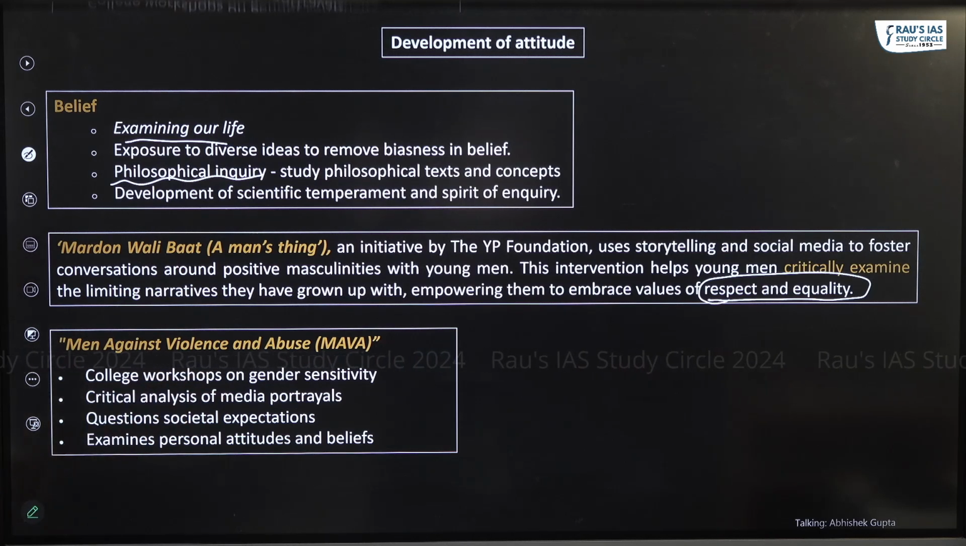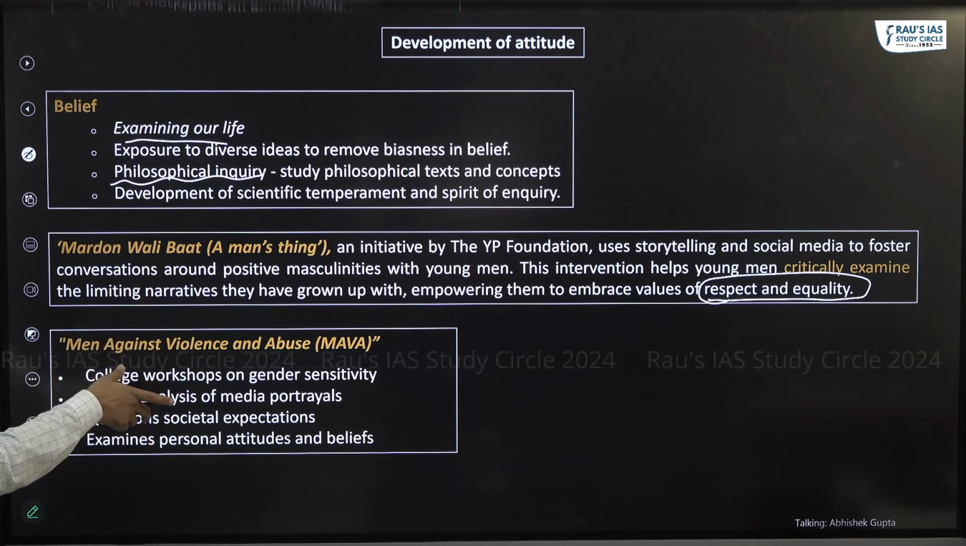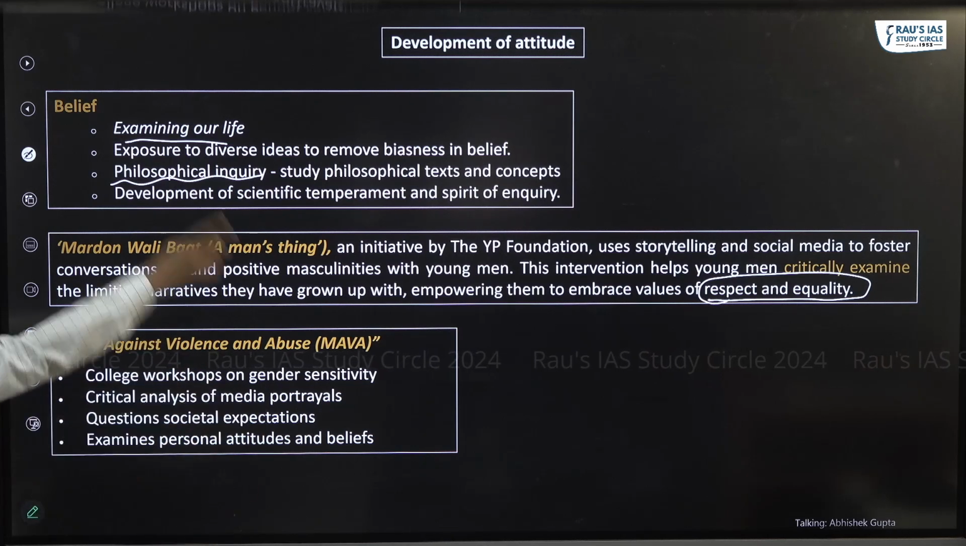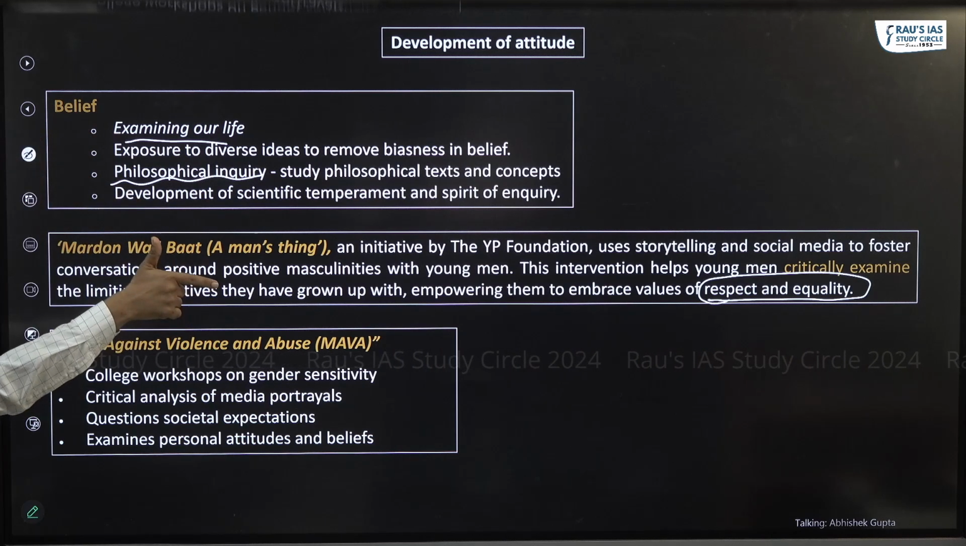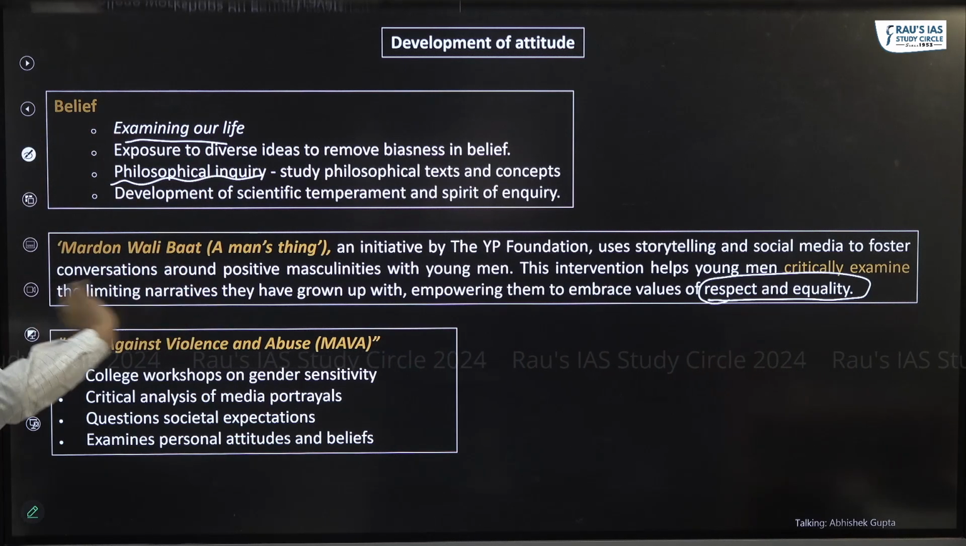And in the college campuses, workshops on gender sensitivity are conducted. The students are encouraged to do critical analysis of media portrayals of girls and women. They are encouraged to question social expectations regarding men's behavior and masculinity so that the students can examine their attitudes and their beliefs. So these kinds of activities that encourage the examination of life will check on the beliefs of people. And if thoughts and beliefs are corrected, much of the job is done regarding behavior.